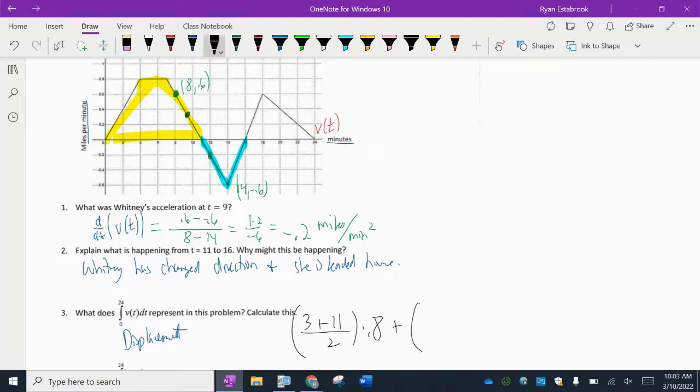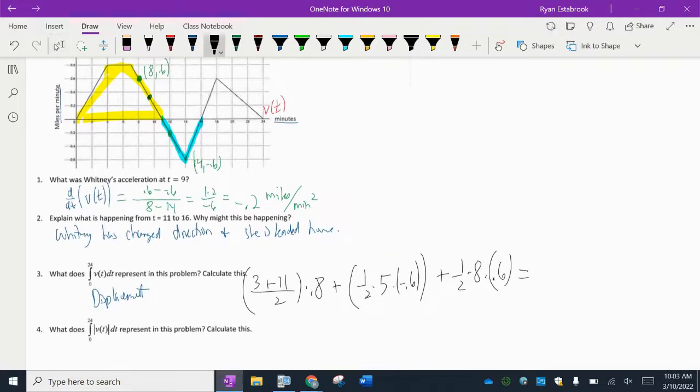This triangle is going to be negative. So 1/2 times our base from 11 to 16. That base is 5. The height is negative 0.6. And then we have one more triangle, 1/2 times our base, which is 8, times our height, which is 0.6. And if we sum all those together, we get 6.5 miles.